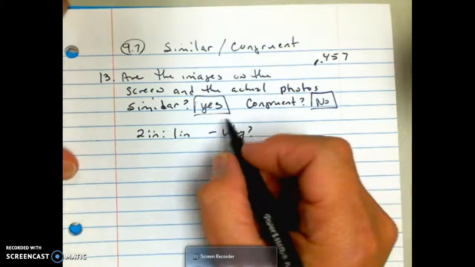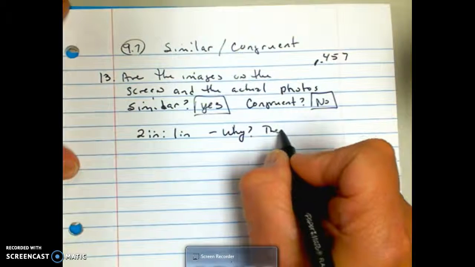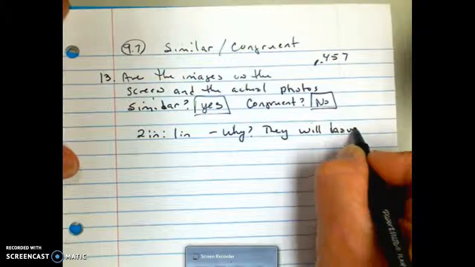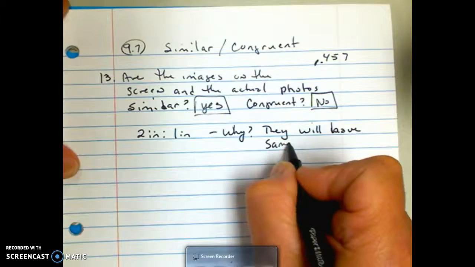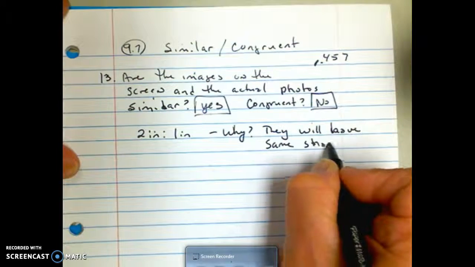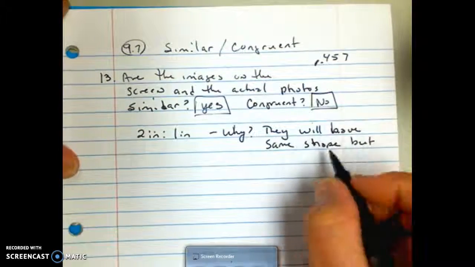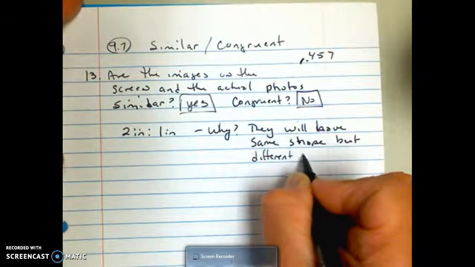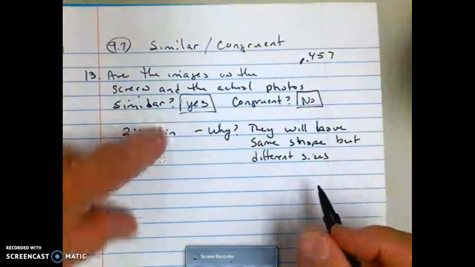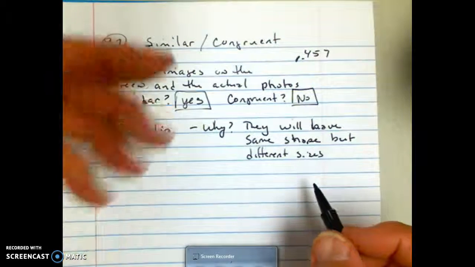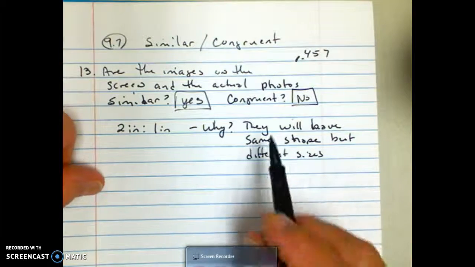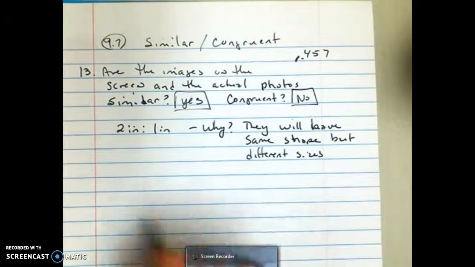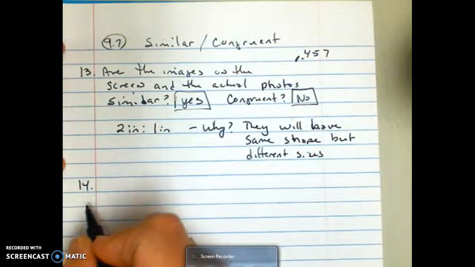And our simple answer is that they will have the same shape, but they will be different sizes. So they're similar because they have the same shape, and they're not congruent because they are a different size, and that's why. Number 14, skip a line.